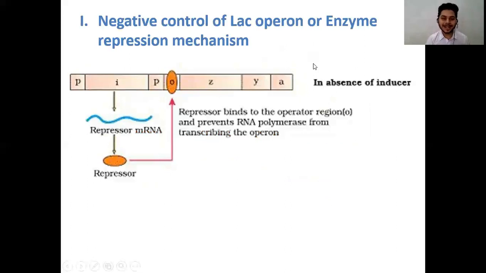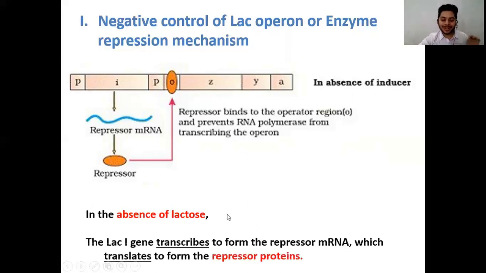First, let us understand negative control of lac operon. Negative control of lac operon means how to switch off the lac operon. Negative control means switching off of the lac operon. This negative control is also called the enzyme repression mechanism. Now, when is the lac operon going to be switched off? We know that in the absence of lactose, the lac operon is going to be switched off. So in the absence of lactose, what is going to happen is that my regulatory gene I is going to get transcribed.